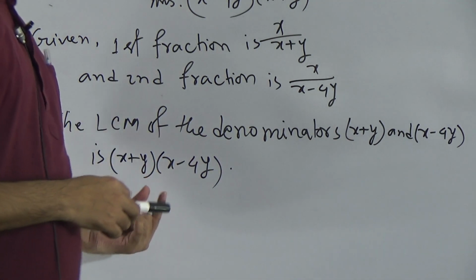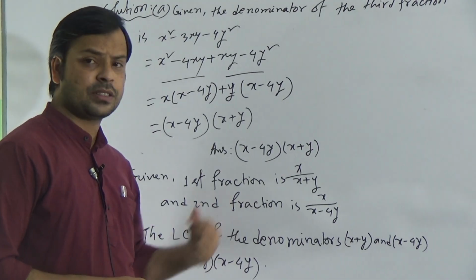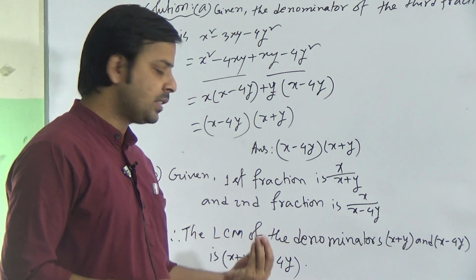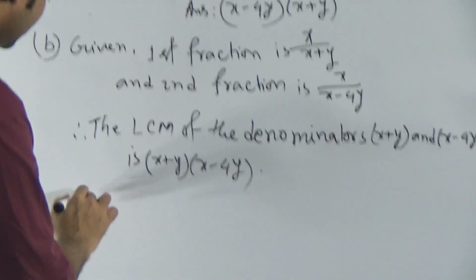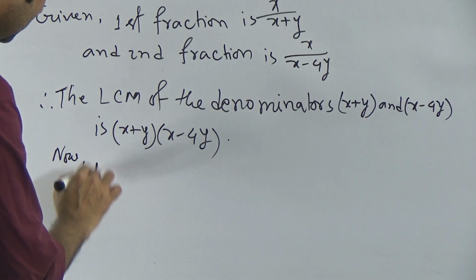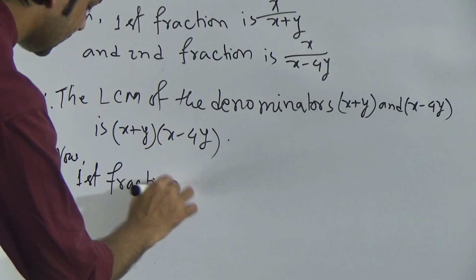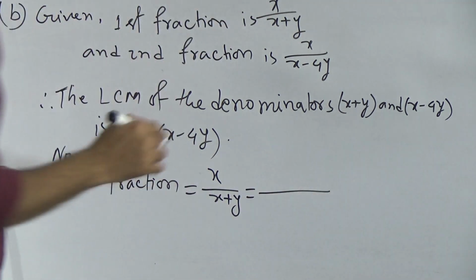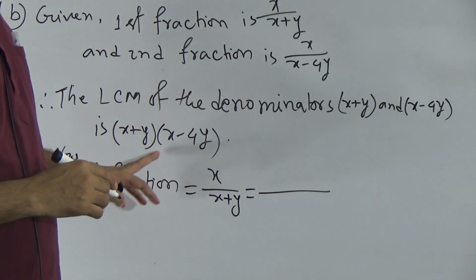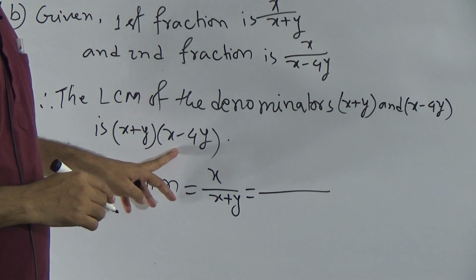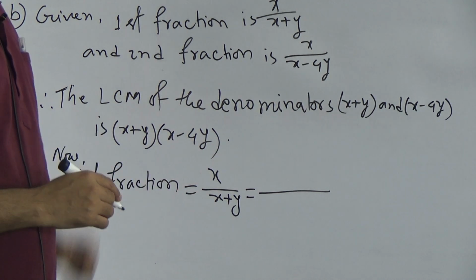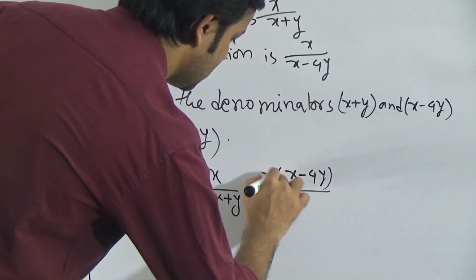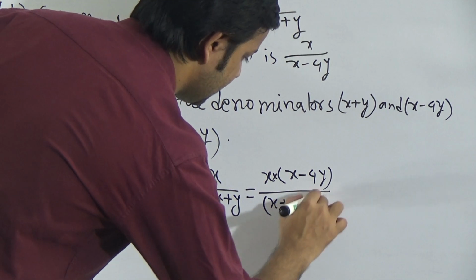Now the rule is we have to divide the LCM by each denominator, then we will get a quotient. We have to multiply both the numerator and denominator of the respective fraction with that quotient. Okay, dear students, so you can write first fraction, that is x by x plus y. Dear students, now see here denominator is x plus y. So if we divide the LCM by x plus y, this x plus y vanishes, quotient will be x minus 4y. So we have to multiply both numerator and denominator by x minus 4y. So we can write x into x minus 4y. So we can write here x plus y multiply by x minus 4y.